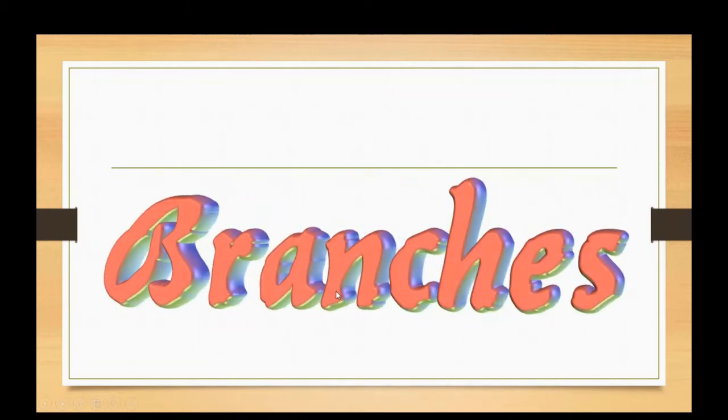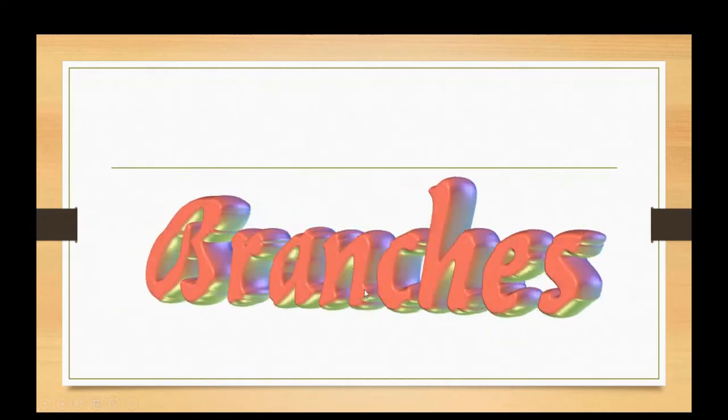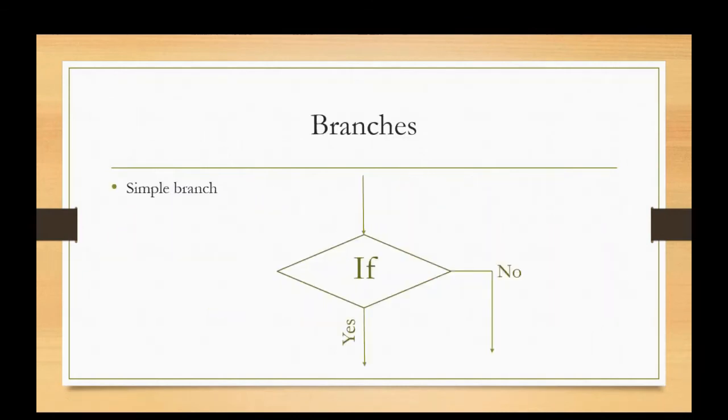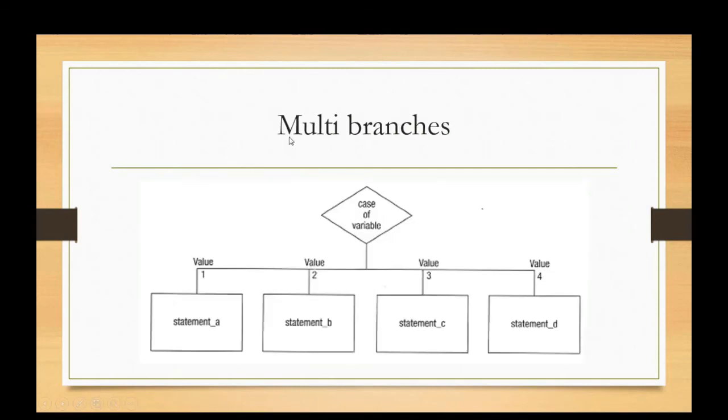What about branches? Branches are easy. They do not make the program go in one straight line, but you can branch. If you have an if, yes, go here, no, go from there. It is a simple branch. If something, if yes, go from this point. If no, go to this point. There are also multi branches: case of variable. If the variable has value 1, go here, value 2, go here, value 3, go here, value 4, go here. You can make it as multi choices.